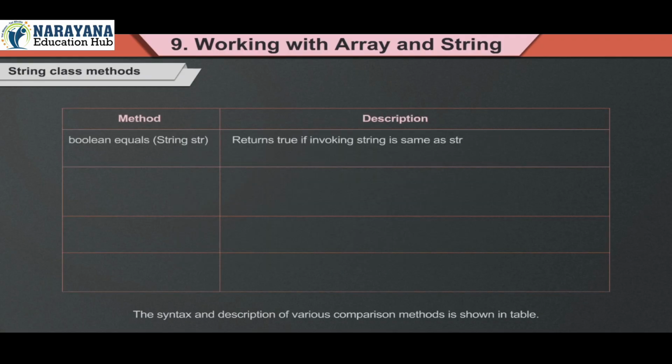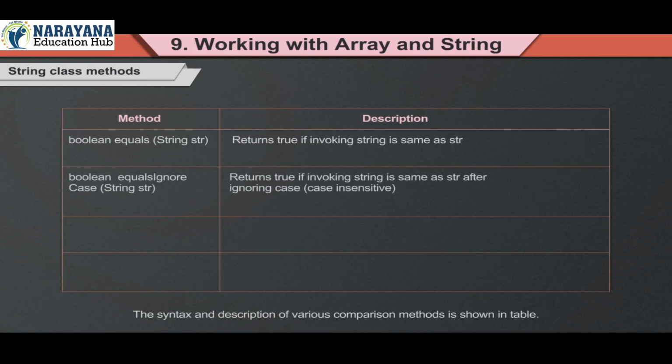Method: boolean equals(String str). Description: returns true if the invoking string is the same as str. Method: boolean equalsIgnoreCase(String str). Returns true if the invoking string is the same as str after ignoring case, that is, case insensitive.